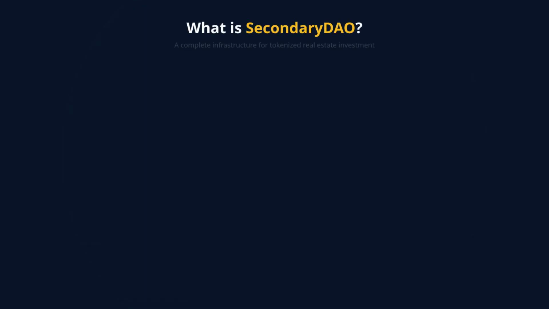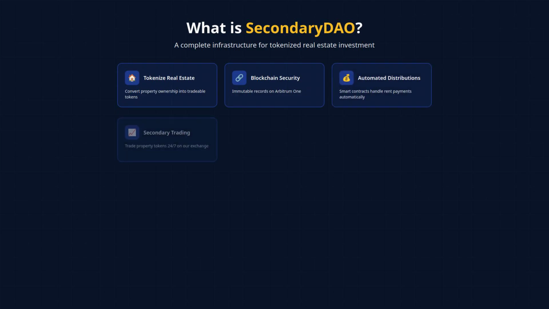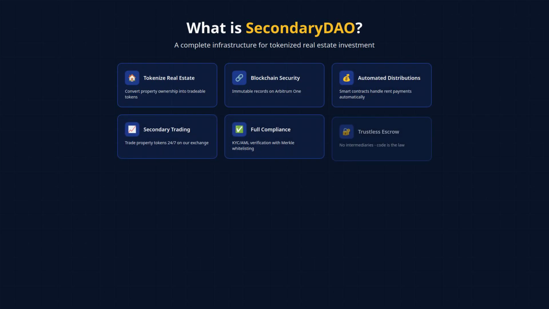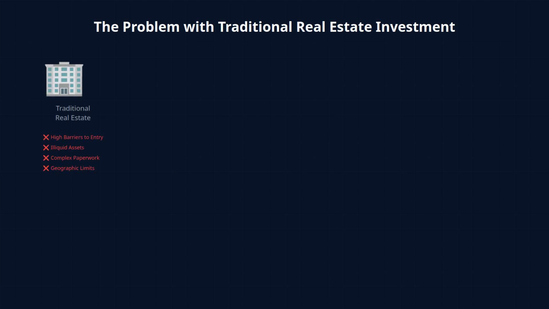What is SecondaryDAO? It's a complete infrastructure for tokenized real estate investment. We convert property ownership into tradable tokens on the blockchain. Our smart contracts handle everything automatically, from compliance verification to rent distributions. With built-in KYC integration and a secondary trading exchange, investors can buy, sell, and earn passive income from real estate, all secured by code.